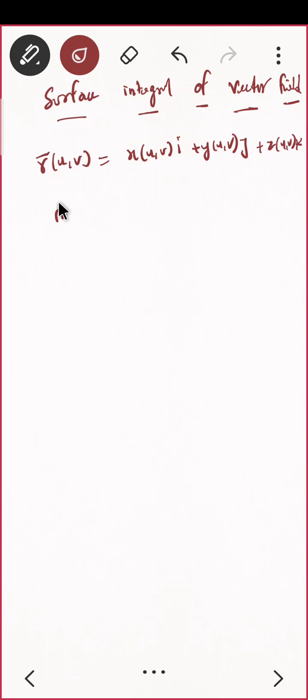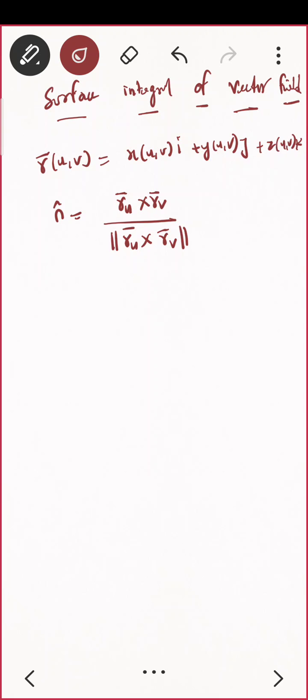You just have to find n cap, that is called the normal vector. That is r_u cross r_v, divided by the norm of that. That means I am making it a unit vector. So this is a unit normal vector. Do you understand? Cross product means this normal vector will be perpendicular to both vectors. Correct? And if the orientation is opposite, then you'll be having minus n cap. That is not an issue.